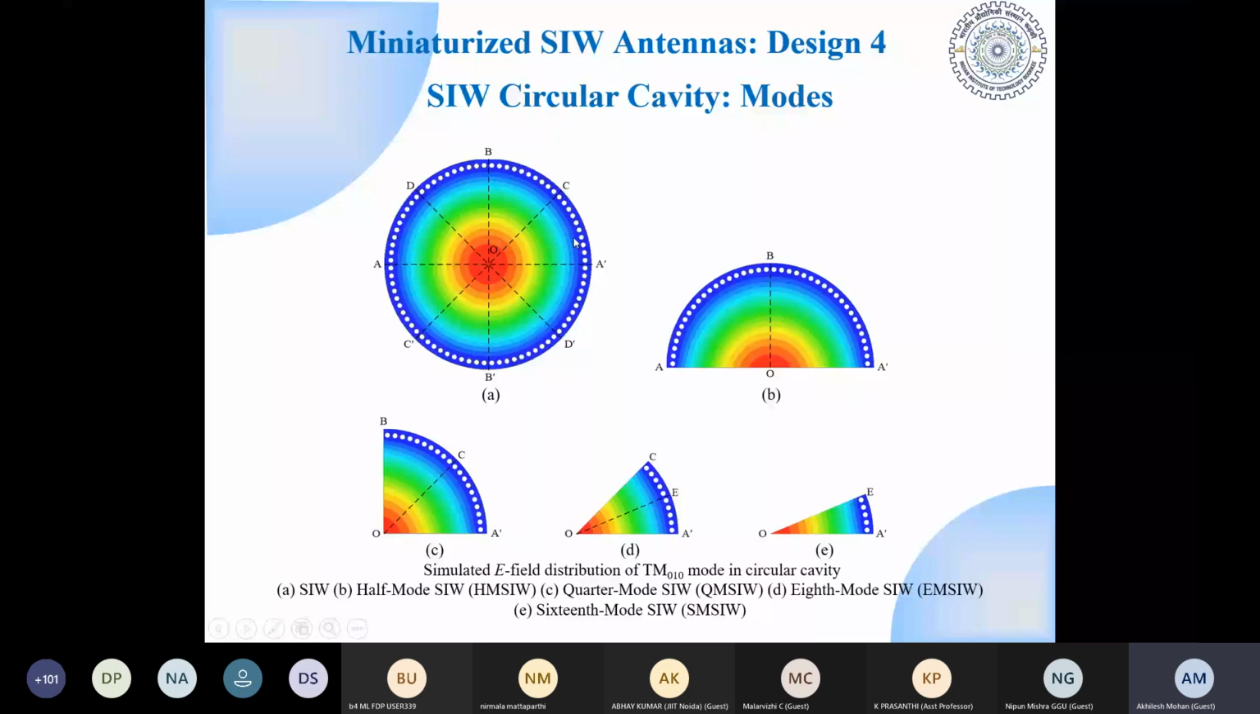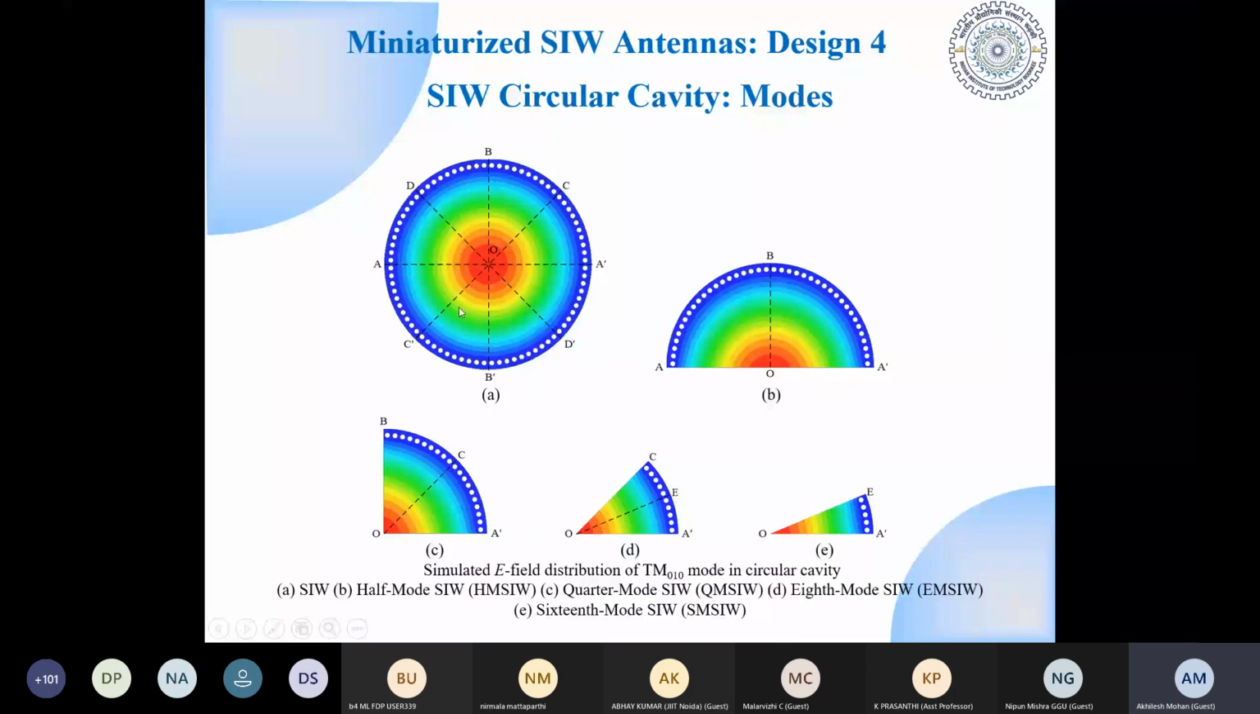In the R direction it has a maxima, minima, and then minima, so one half wavelength variation. In the Z direction, again the same thing, no variation. So it is symmetrical. You can see if I bifurcate along AA dash or BB dash, I get this type of structure. This is my half mode SIW. This is a cavity, not a transmission line. It will have the same resonant frequency as this, with a slight change.